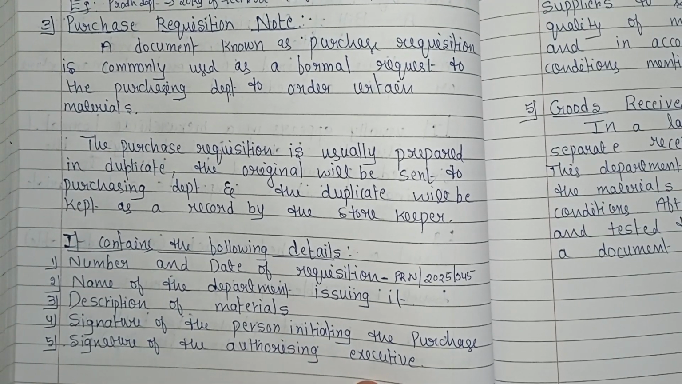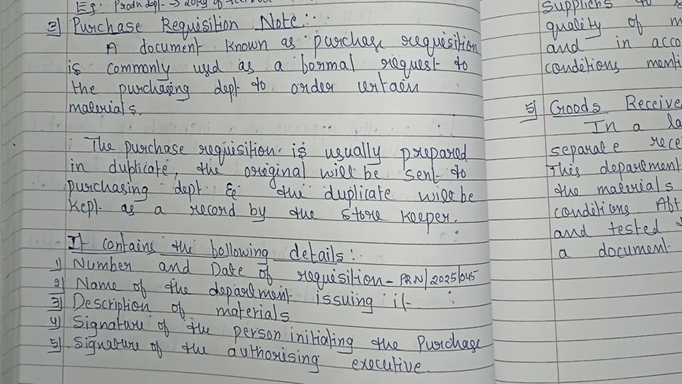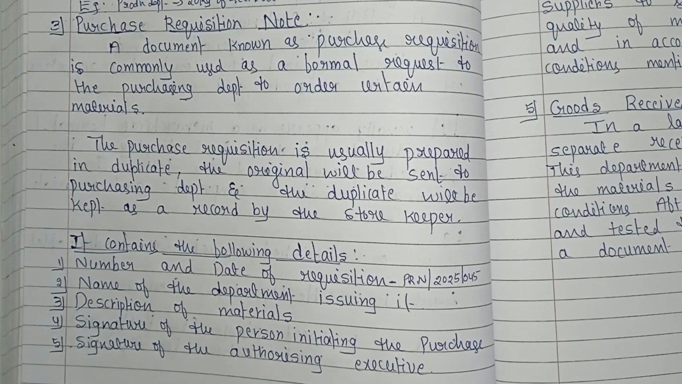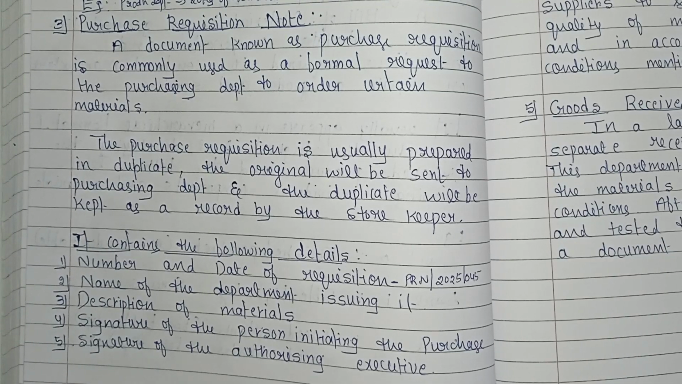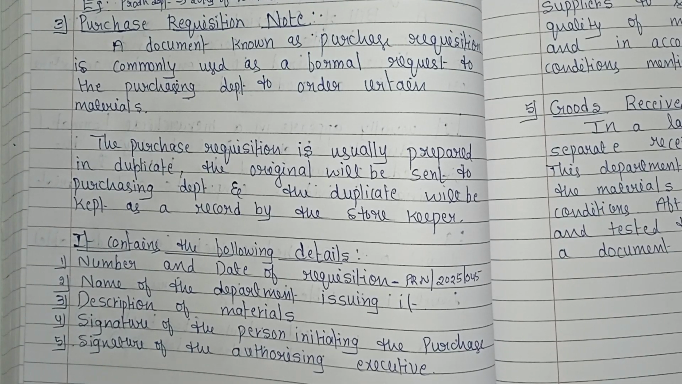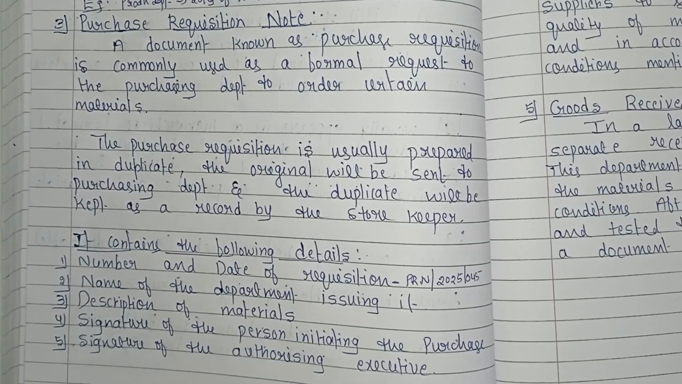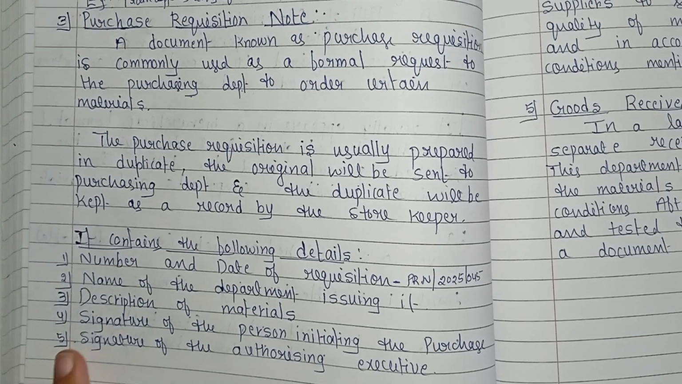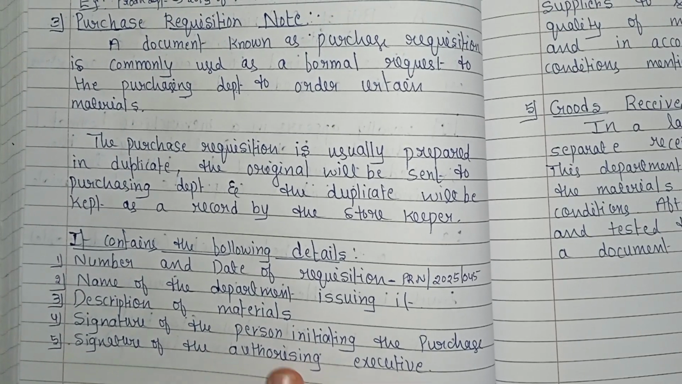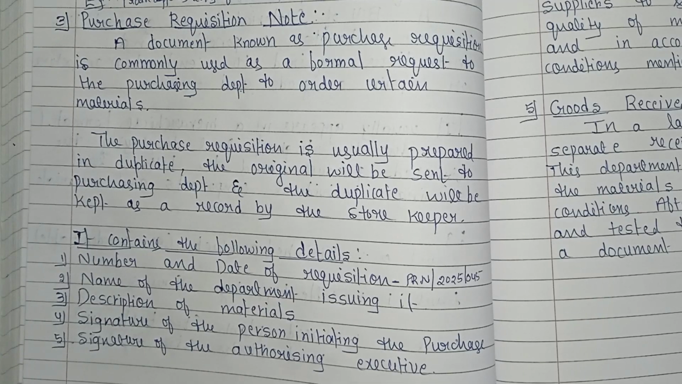Signature of the authorizing executive confirms that the requisition has been reviewed and approved by a higher authority, like a management level. We need management approval before issuing the purchase requisition note, before it is forwarded to the purchase department. That is, we need approval of the higher authority, like management approval.